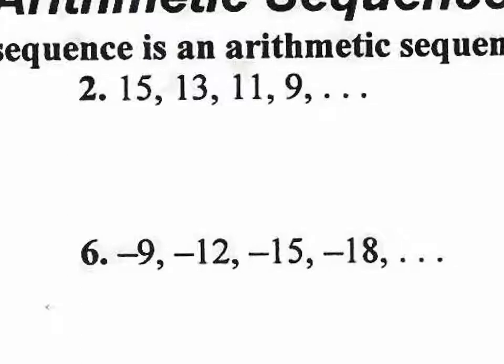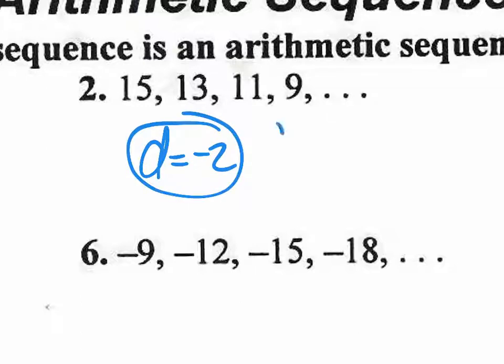How about this? Number 2. If I say 13, ladies and gentlemen, 13 minus 15, what's that? Negative 2. 13 minus 15 is negative 2. How about 11 minus 13? Negative 2. How about 9 minus 11? Negative 2. So right there you say the d is negative 2, and yes, it's arithmetic. Why? Because there's a common difference of negative 2 in all of its terms. So it's either a yes or no.